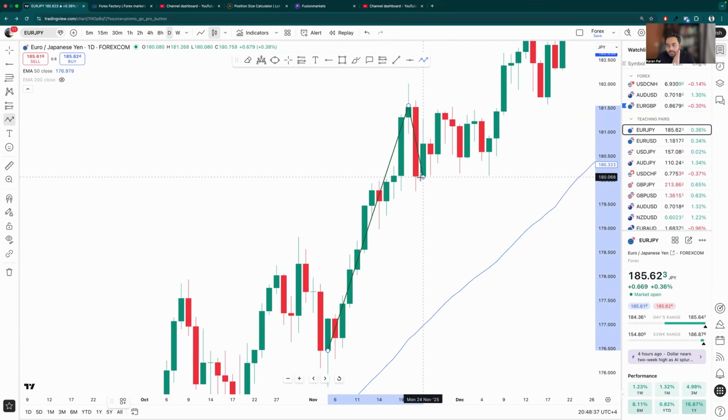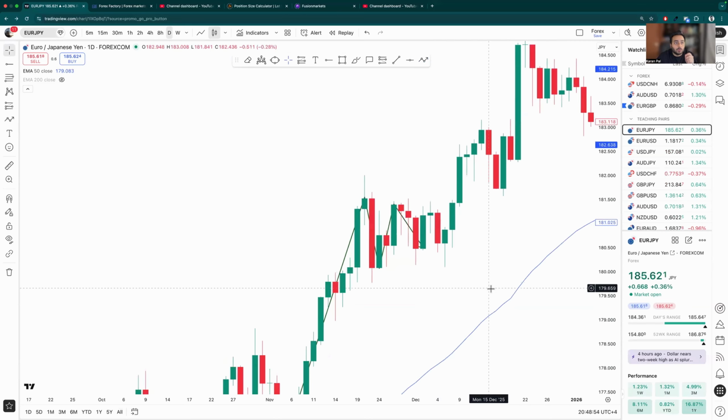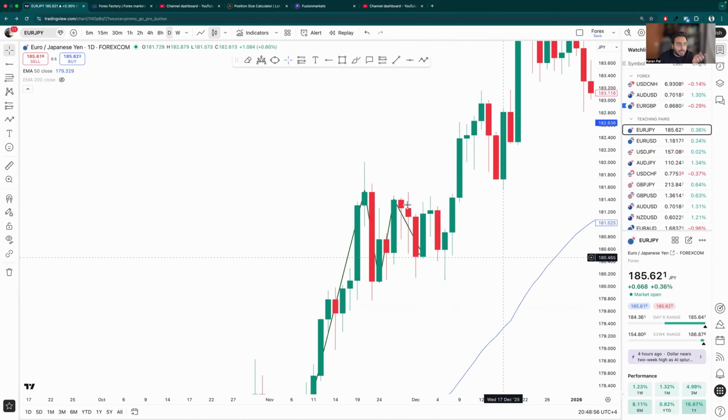Again, this is not a higher low because the market moved up and then did this. This is not a higher low. This is just a structure. I told you there can't be a higher low without a higher high. So do you see a higher high right here?